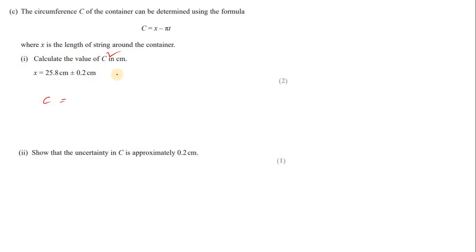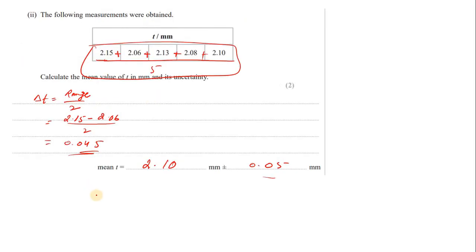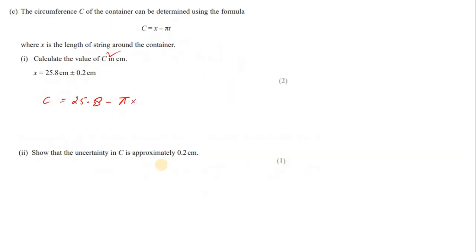So C is equal to x, 25.8 minus pi 3.14 into T, and T is the thickness. So T is 2.10, but remember this is in millimeter, so you need to convert into centimeter, divided by 10, 0.21. So pi into T, 0.21 centimeter, because we need to give the answer in centimeter. So you solve this, so C would be equal to 25.14 or 25.1 centimeter. This is the circumference.